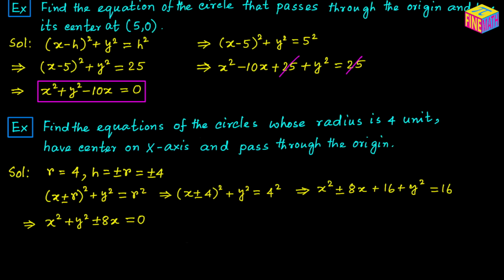And if we write them separately, the two equations would look like this: x squared plus y squared plus 8x equals 0, and x squared plus y squared minus 8x equals 0. You see, in the two equations, the only difference is the sign of the x term there. In the first equation I am using plus 8x, in the second equation we are using minus 8x. So those are the two possible equations for the circles whose radius would be 4 units and center lies on x-axis and the circles pass through the origin.